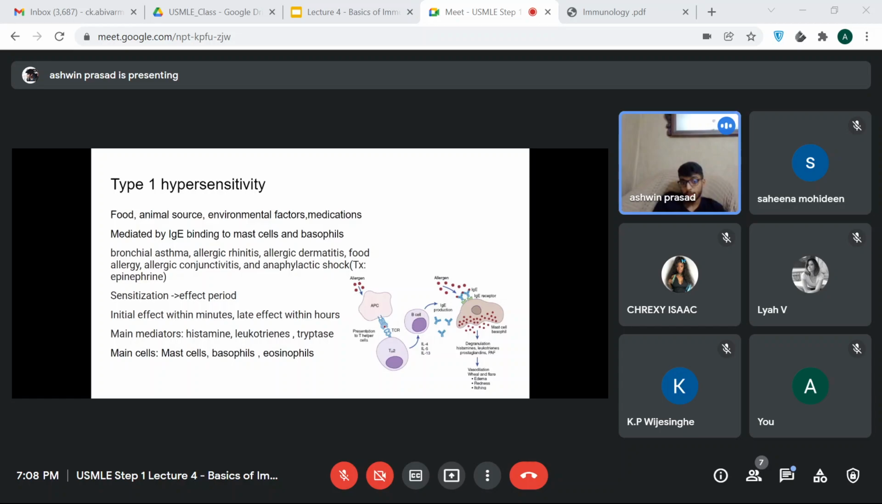The takeaway points are that the major cells are the mast cells, basophils, and eosinophils, and the major enzymes or mediators secreted are histamines and leukotrienes. And tryptase is important because it is very specific for mast cell degranulation, and it is the enzyme that we measure in clinics for us to know whether the mast cells are active or not. The enzyme that we measure is tryptase, so you have to remember it specifically.